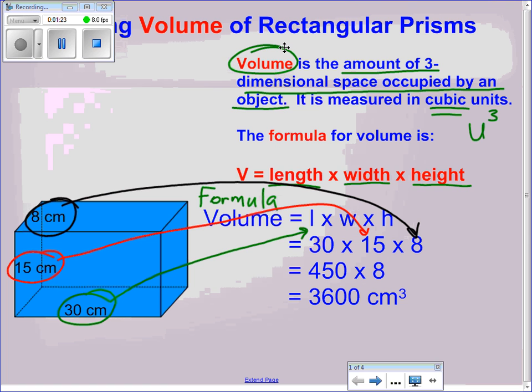When we multiply length times width times height, we can multiply 30 times 15. 30 times 15 equals 450. Then we multiply by 8 to arrive at our solution of 3,600 cubic centimeters.